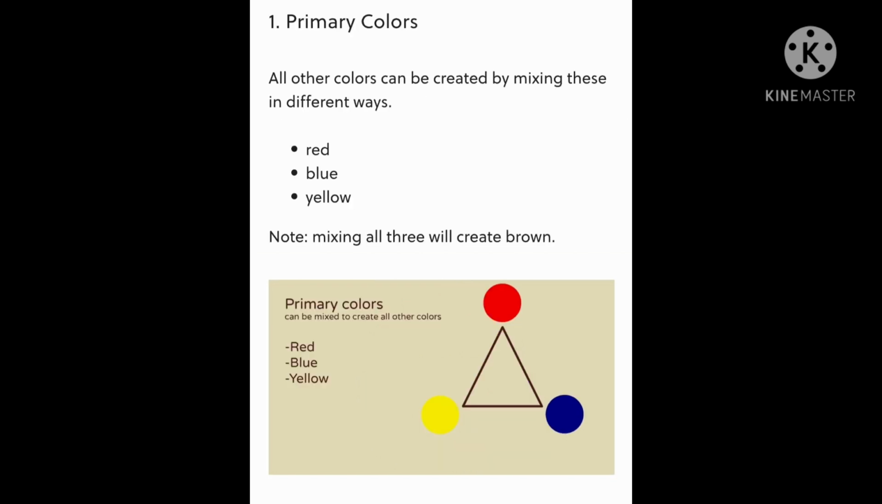Now let us move on to our next topic, which is primary colors. As we know, all other colors can be created in different ways by mixing up the primary shades, which are red, blue, and yellow.